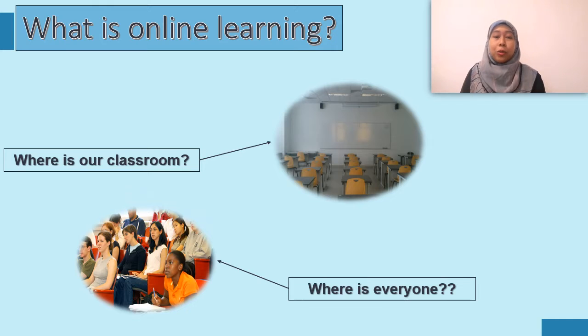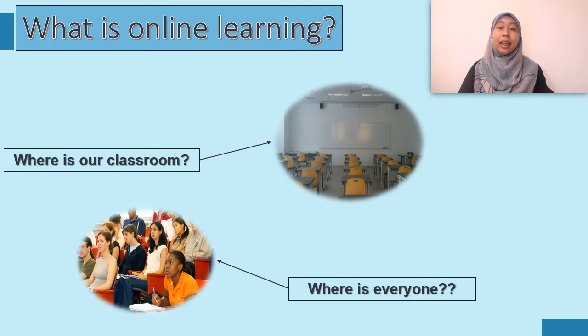Where is our classroom? Where is everyone? Why are they always with a laptop or mobile phone? Why should we do online, not face to face? It is because the COVID-19 pandemic since 2019 forced universities around the world to shut down their campuses indefinitely and move their educational activities onto online platforms.